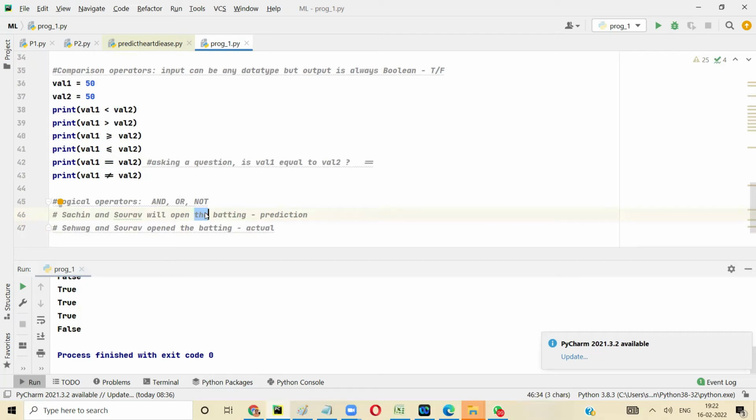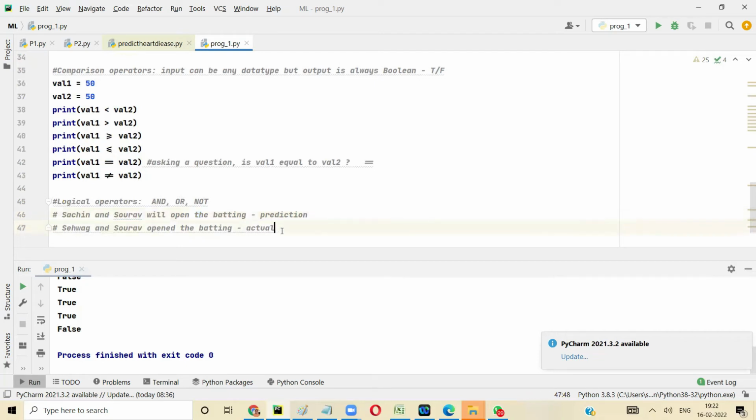Sudeep, you are wrong. You're saying I'm wrong? Yes, sir. Sudeep, what do you think? Yes, sir. Sachin and Saurav will open the batting. It is a prediction, but actually this is false. True or false? Am I wrong or right? False, sir. You are wrong, sir. Okay, you're right. Both are right, so that is wrong.